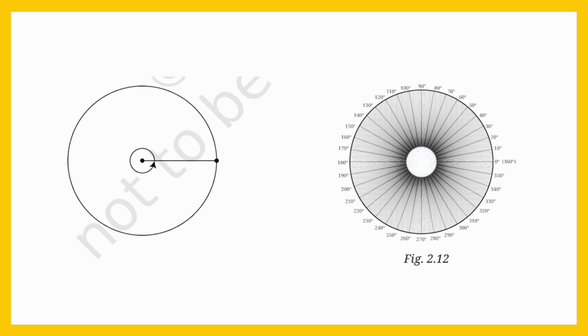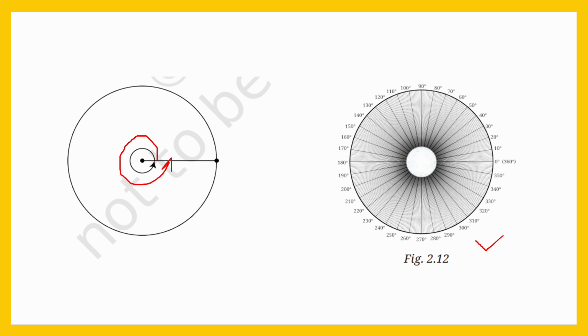You have been given a picture here. In the first picture, you can see a full turn. See, this is a full turn, 360 degrees. The angle in the center can be divided into 360 equal parts. Each part consists of 1 degree.